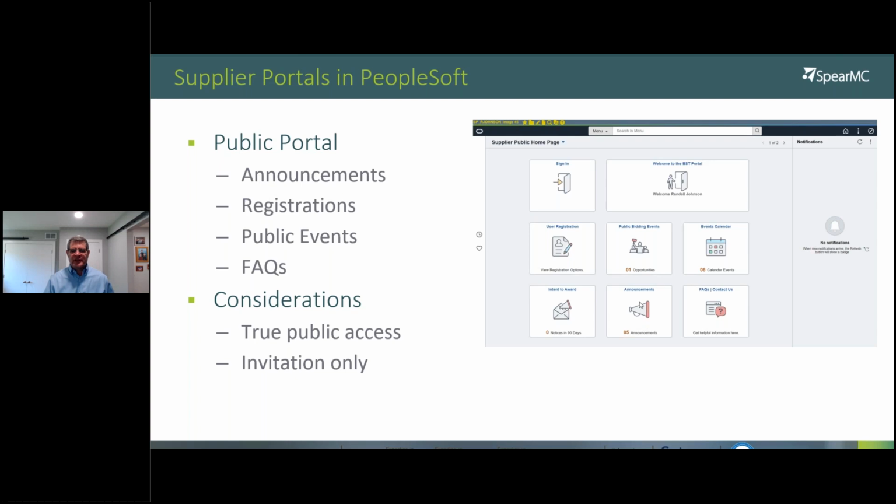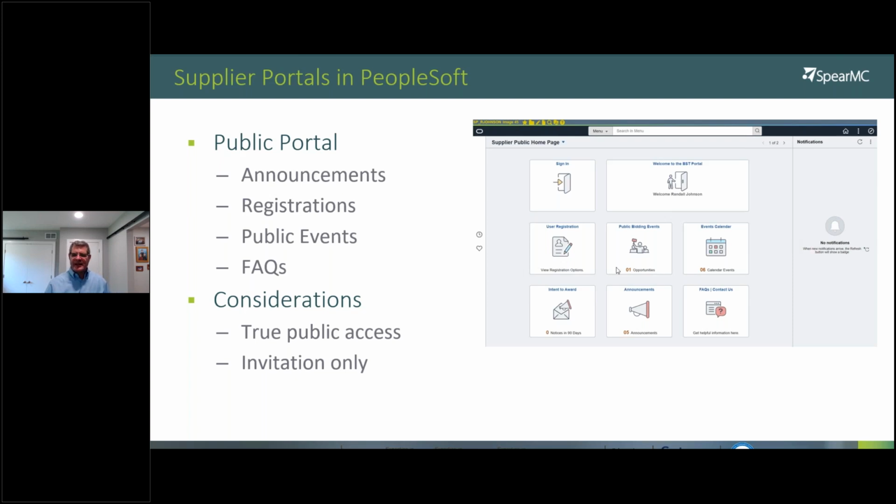The push is really announcements, frequently asked questions. If you have public events, and I'm not talking about public events that are strategic sourcing, okay? That's a different event that we'd be talking about. That would be a public bidding event. But just your events calendar, if you have maybe you're having a reverse vendor trade show or some function that makes sense. These are the kinds of things you're going to put on the public portal.